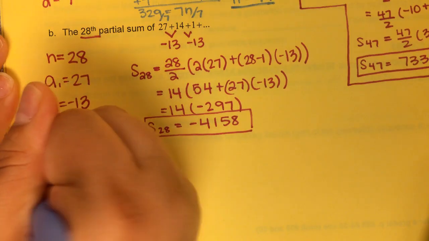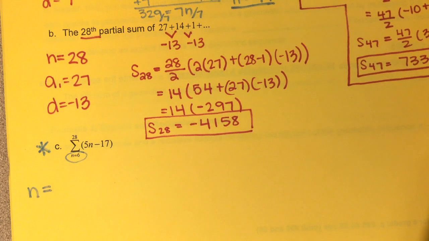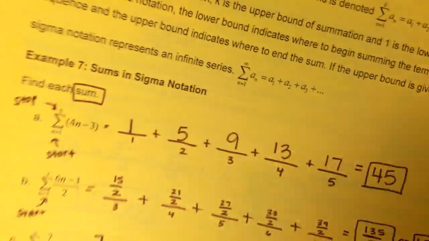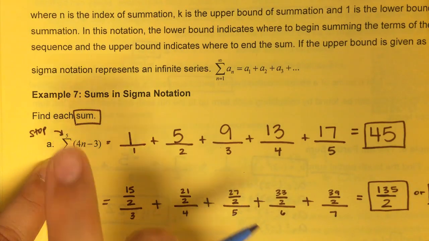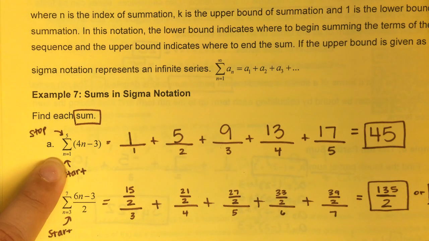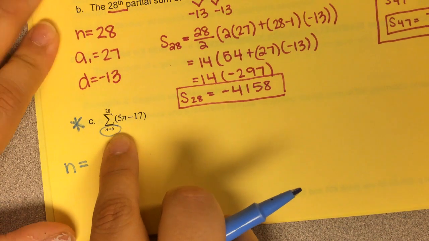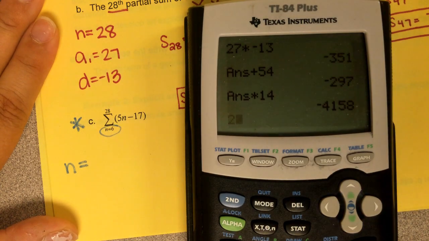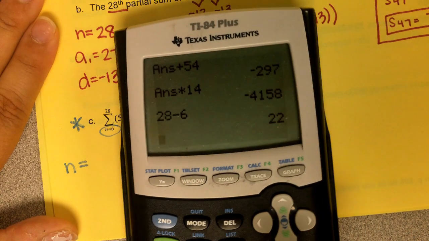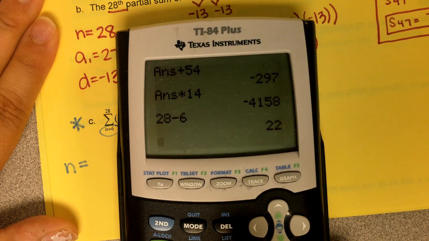So, how would we find n? I just want you to think about it real quick. If I were to look at this, n equals 1 to 5, how many blanks would I have? 5. Do y'all all agree I would have 5 blanks? So with this one, how many blanks am I going to have? If I did 28 minus 6, it gives me 22. But that's not the answer.